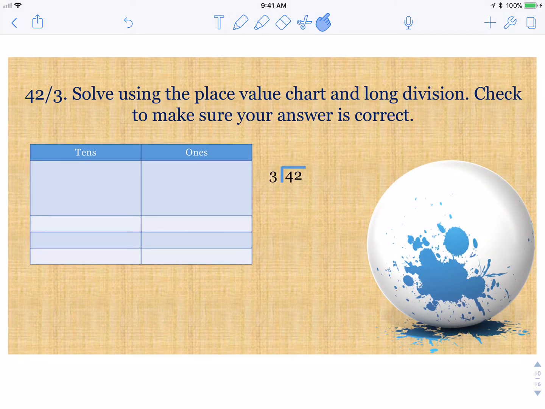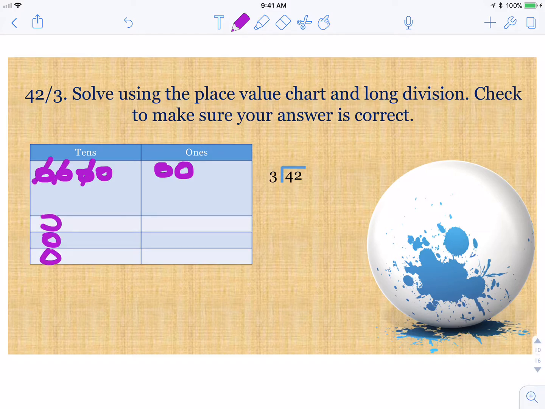Solve using the place value chart and long division. Check to make sure your answer is correct. Go ahead, pause. Solve this problem. When you're ready, we'll go over it together. Okay, we have 4 tens. 1, 2, 3, 4. 2 ones. 1, 2. Divide by 3. 1, 2, 3. 1, 2, 3.